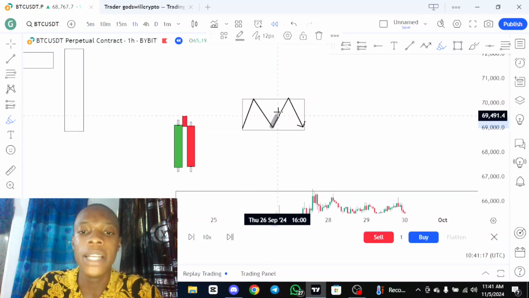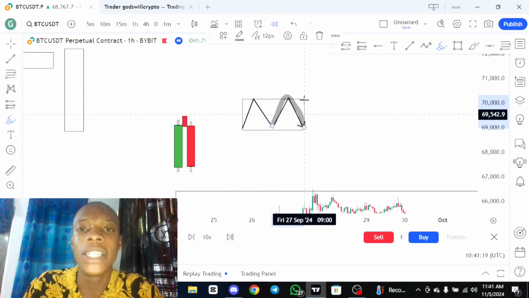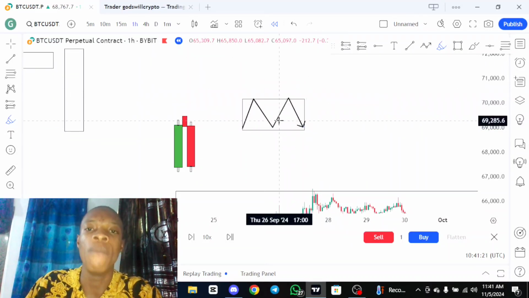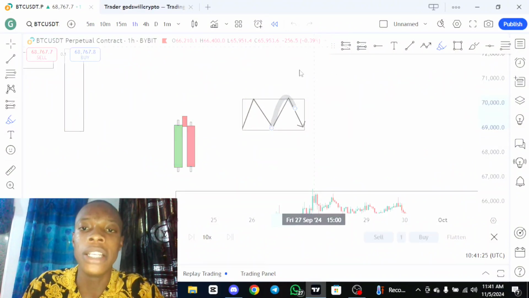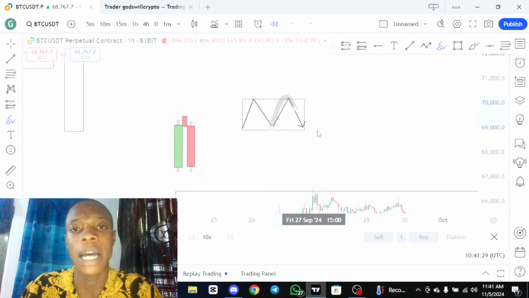Now, the next phase is the manipulation phase, which is the phase where they now look for liquidity, right? They will now look for liquidity in the market. Now, in this type of phase, you already know what's happening, right?